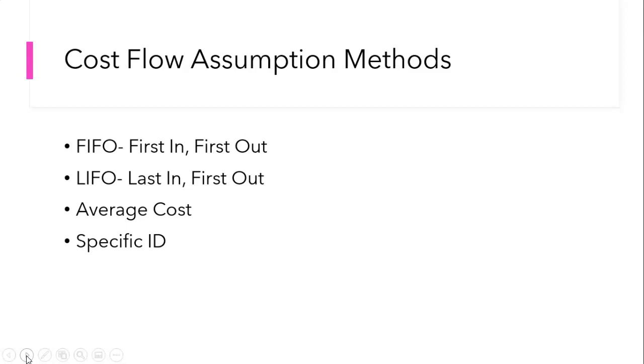Okay, so what we're going to do is calculate out an assumption of what that costs. And this is a job for the manager. Management chooses which cost flow assumption method they're going to use. And here are the 4 most common ones. FIFO, which means first in, first out.